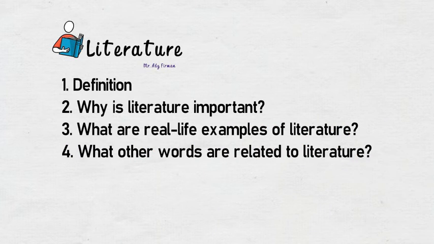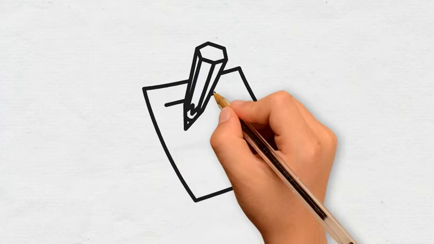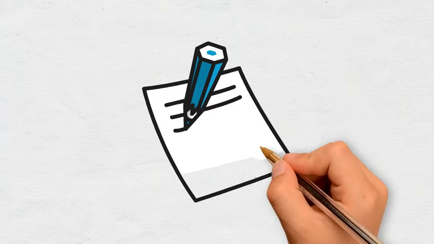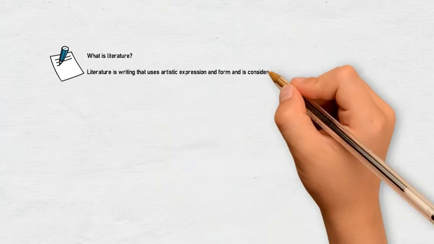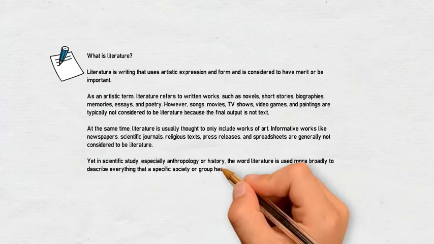In this beautiful location, I would like to discuss literature. In this video, we would like to discuss the definition of literature. Why is literature important? What are real life examples of literature? And what other words are related to literature? And at the end of this video, I'll tell you something about the information of literature. Right, we're going to the first material in this video: the definition of literature. You ready? Now listen carefully.